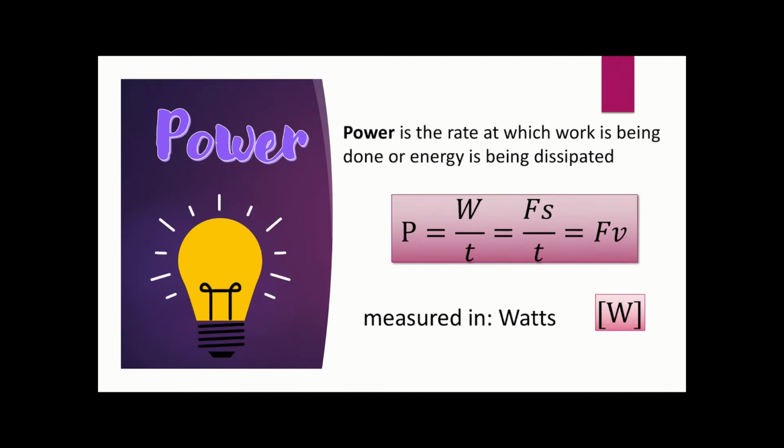Power. Power is the rate at which work is being done or the energy that is being dissipated. Remember that power is the work done at certain time. We can also rewrite it as the force times the displacement over time. Because displacement over time is velocity, we can also use this relationship. Remember that power is measured in watts.